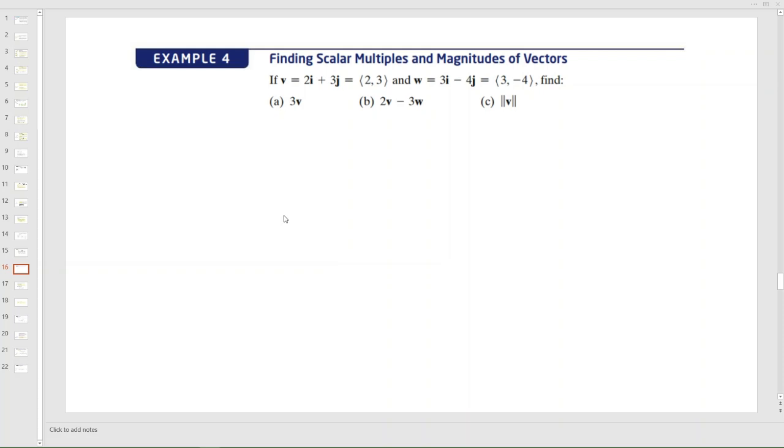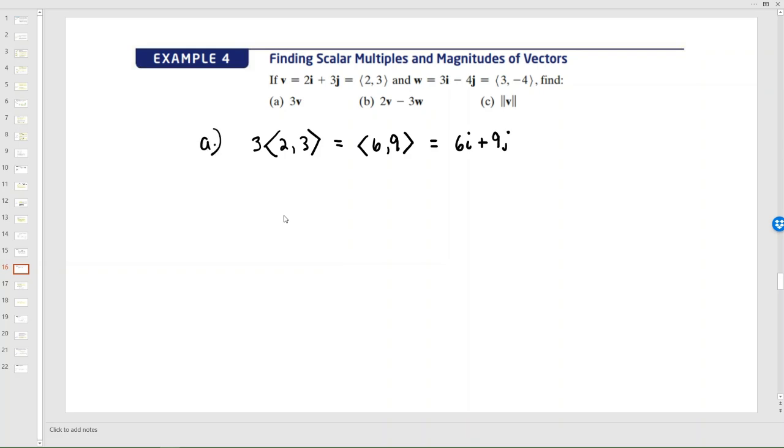Okay, so now in this very handy format here, we can also take and make 3 times v. If vector v is 2i plus 3j, or 2 comma 3, and if I take 3 times the vector 2, 3, then we're going to get the vector 3 times 2 is 6, 3 times 3 is 9. And that would be the same thing as 6i plus 9j.